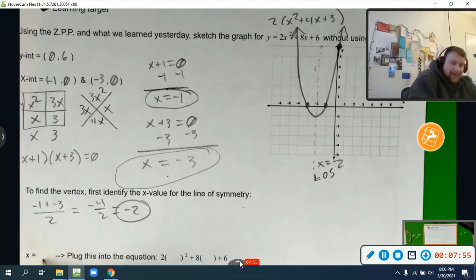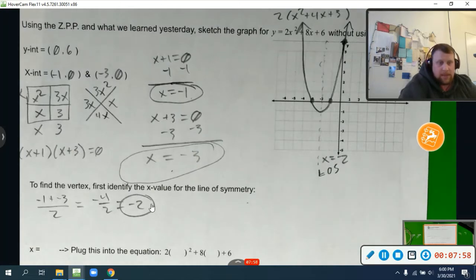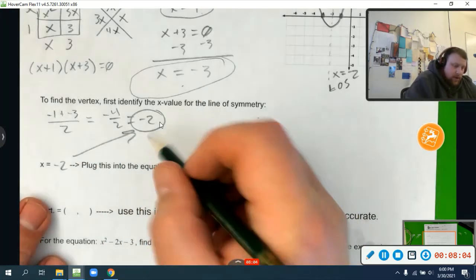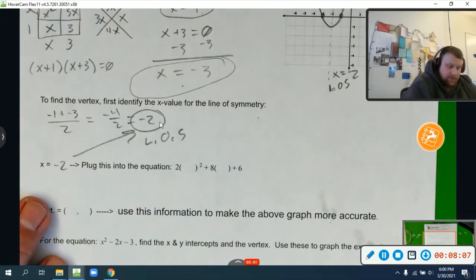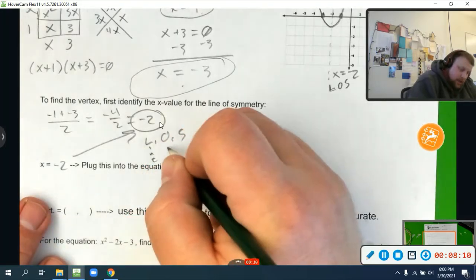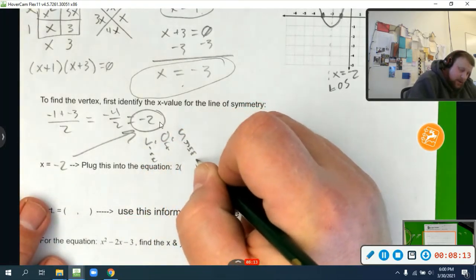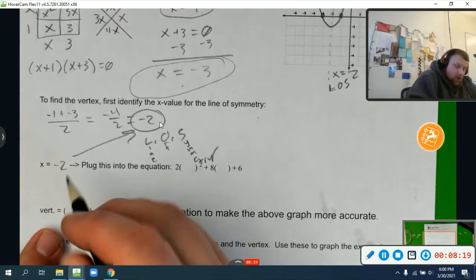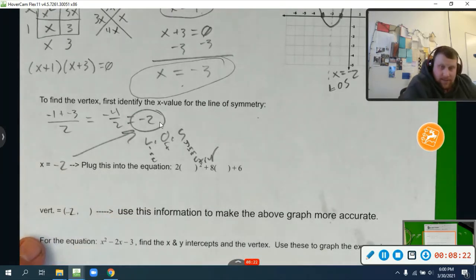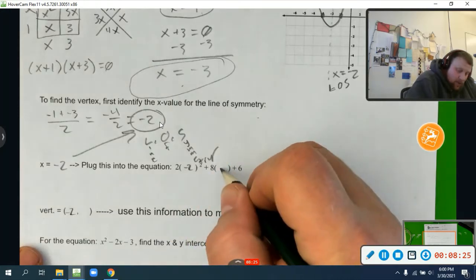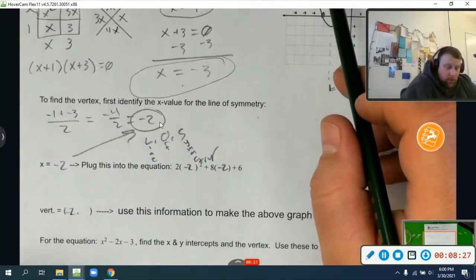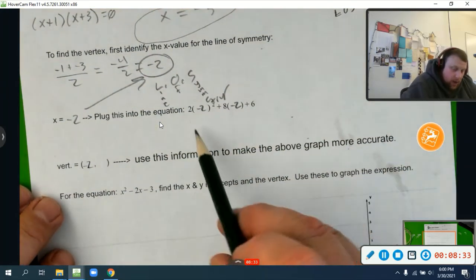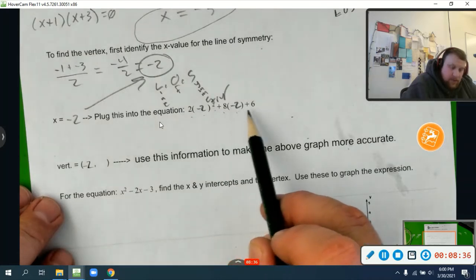So, for x equals -2, that's what we just found is our line of symmetry, right? Line of symmetry. That is also the x value of our vertex. And we're going to plug in that x value to the original equation, right? So remember our original equation up here? y equals 2x² plus 8x plus 6. We're just plugging it into that. y equals 2 times (-2)² plus 8 times -2 plus 6.